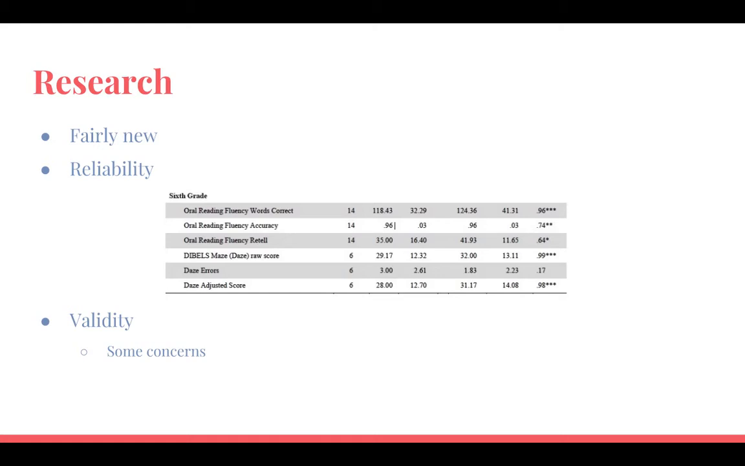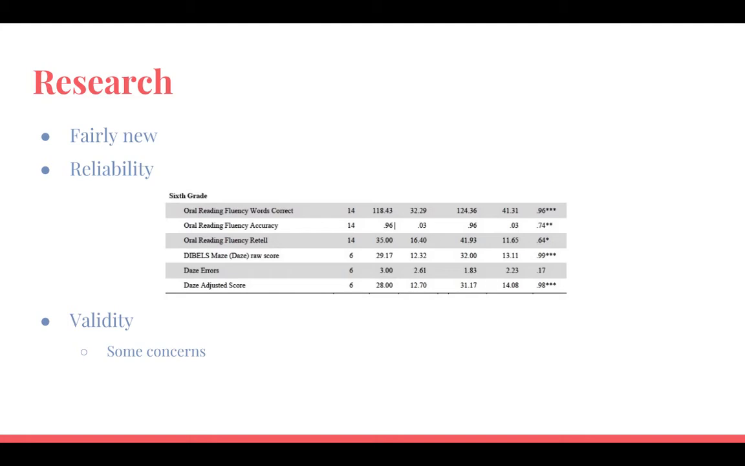So first we're going to look at reliability. And reliability has been found to be quite high across multiple different measures of reliability. Inter-rater reliability especially is very high. The correlation is 0.99 for a lot of studies. It also shows high alternate forms reliability and high test-retest reliability. If we look at this little chart over here, it shows the alternate form reliability for 6th graders. And if we look at the Daze adjusted score, the correlation for the alternate forms is 0.98. So quite high.